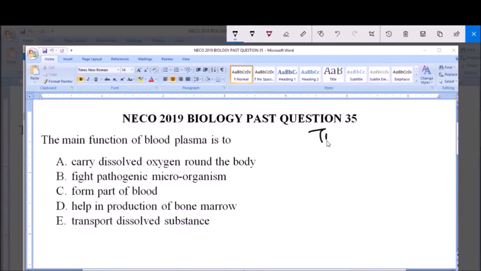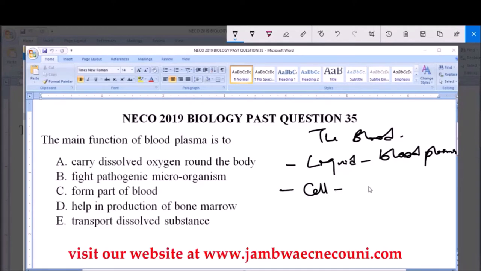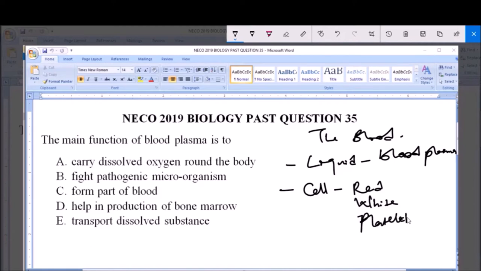Now, the blood is made up of the liquid part, which is known as the blood plasma, and the solid part, that is the blood cells, which include the red blood cells, the white blood cells, and the platelets. Each of these components of the blood has its specific function. Now the blood plasma: the blood plasma is the liquid portion of the blood.